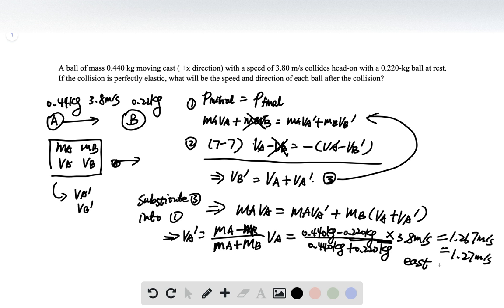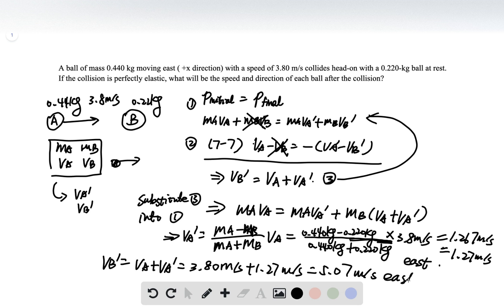Okay, so now let's find VB prime, which equals VA plus VA prime. So it's 3.80 meters per second plus 1.27 meters per second, and that gives us 5.07 meters per second. Again, it's positive, so it's also moving east. So that is the velocity of the two balls after the collision. They are both moving east, with 1.27 and 5.07 meters per second respectively.